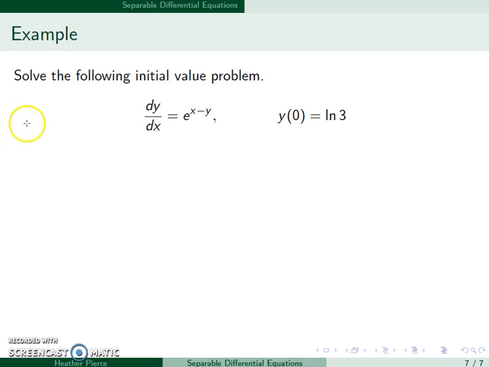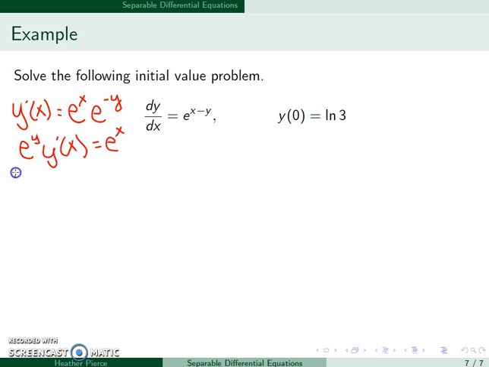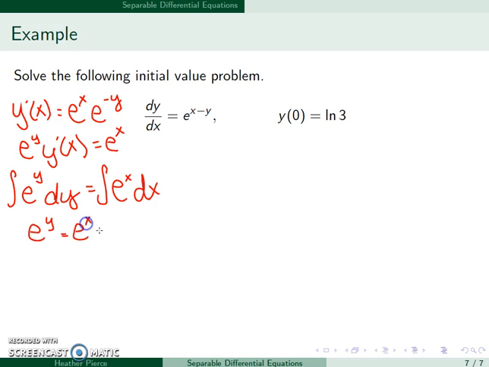One last example. We'll rewrite this as y prime of x is equal to e to the x e to the negative y. So I have e to the y y prime of x is equal to e to the x. Integrating both sides, I have the integral of e^y, and the y prime dx will become dy. And on the right-hand side, I have e to the x dx. So this leaves me with e to the y is equal to e to the x plus c.